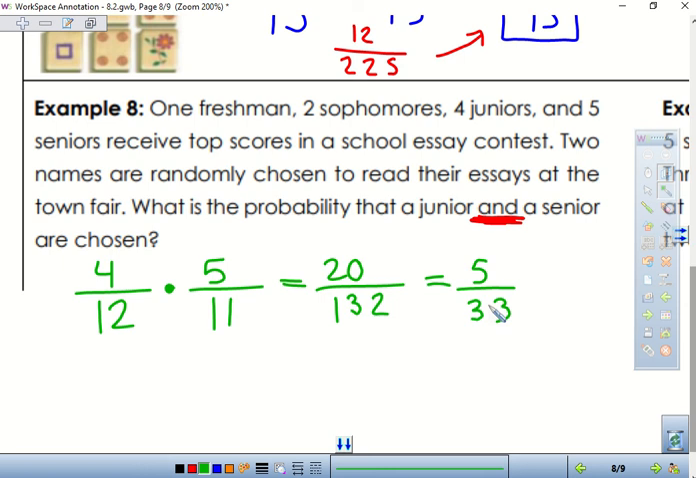So I'll explain it again. So what happened here was probability of a junior and a senior. So the junior probability is 4 out of 12, but then you've chosen a student out of the pool, so now there's only 11 to select from. Does that make sense? Yeah, so there's only 11 students after that. So that's the chance of a junior and a senior.